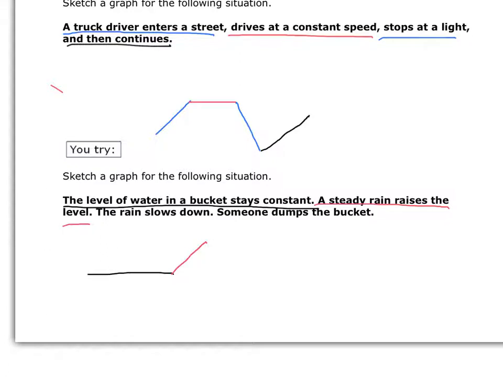And then the rain slows down. But that doesn't mean the level of water in the bucket doesn't increase. It just increases a little bit slower. And then finally, it says someone dumps the bucket. Well, the level of water in the bucket would then be back down to 0. So there are a couple of different examples. Hopefully that helps you out a little bit.